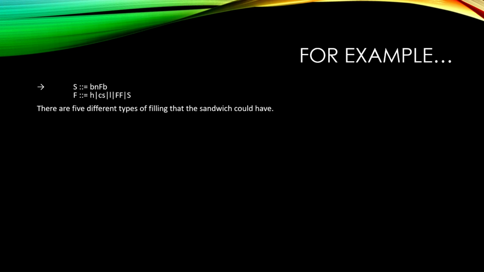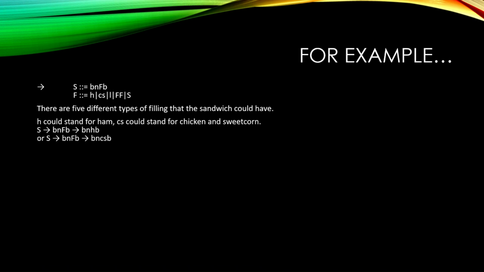Let's go through what they could be. So H maybe could stand for ham, CS could stand for chicken and sweet corn, sorry, vegetarians. These are how we could form them effectively. S could go to BNFB, which could go to BNHB, because F can go to H. Or the second one, S. Well, you can see how that works, I think.